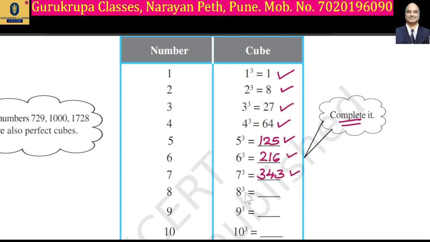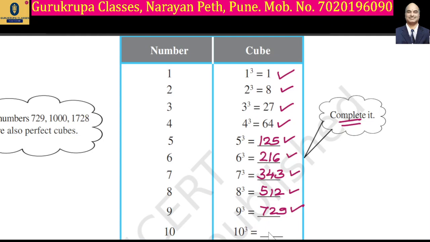Cube of 8, we get 8 into 8 into 8, 8 eights are 64. 64 into 8, we get 512. 512 is a cube number. 9's cube, 9 nines are 81. 81 into 9, we get 729, which is a cube number.